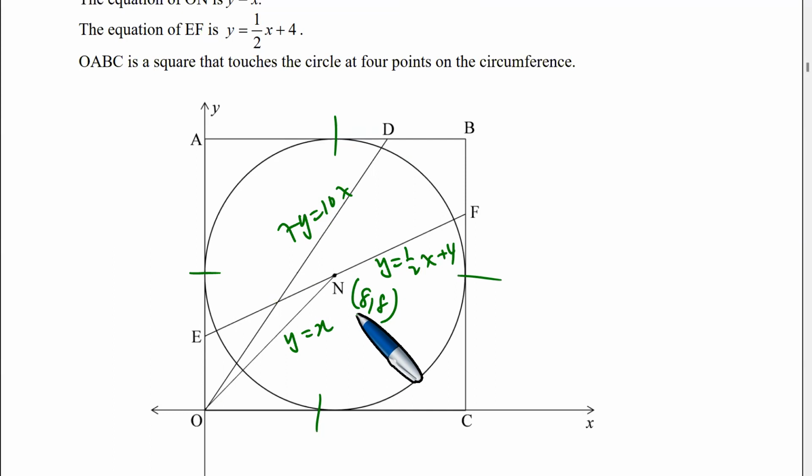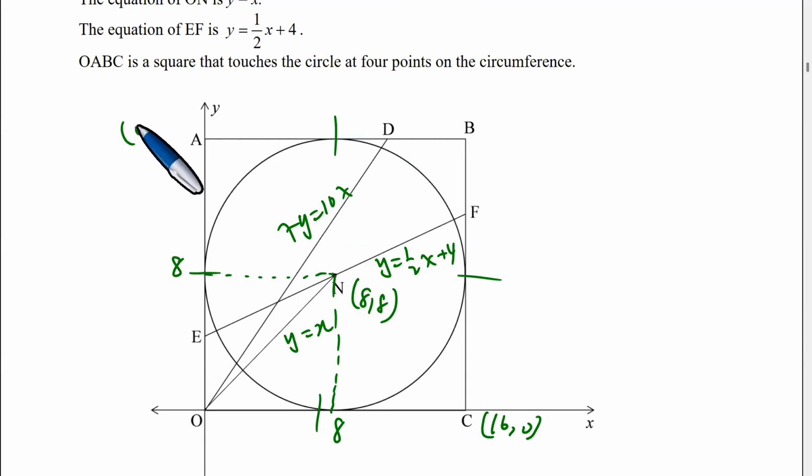Right, so what would you do to do this? You would say x is 8 and also y is 8 here. And this is the radius, because it's the distance from the center to the circumference. So this is going to be also 8 units, so it's going to be 16, 0. This is also going to be 0, 16. So this is going to be 16, 16.